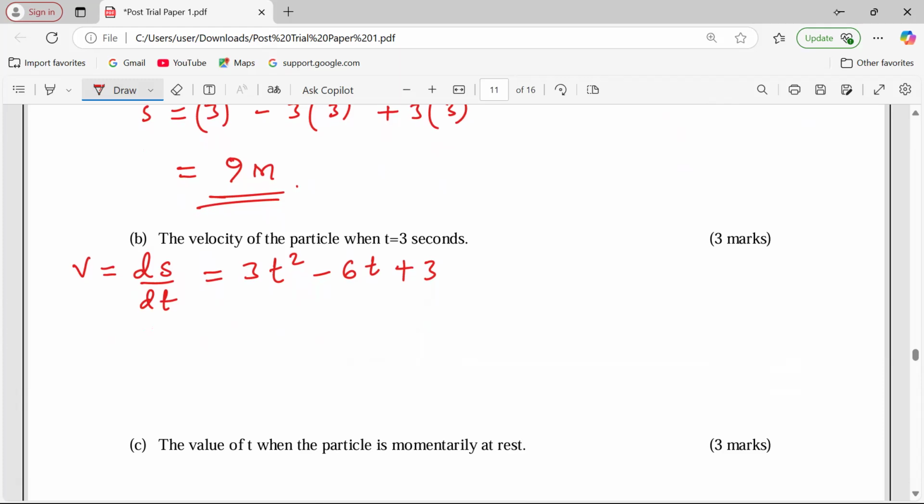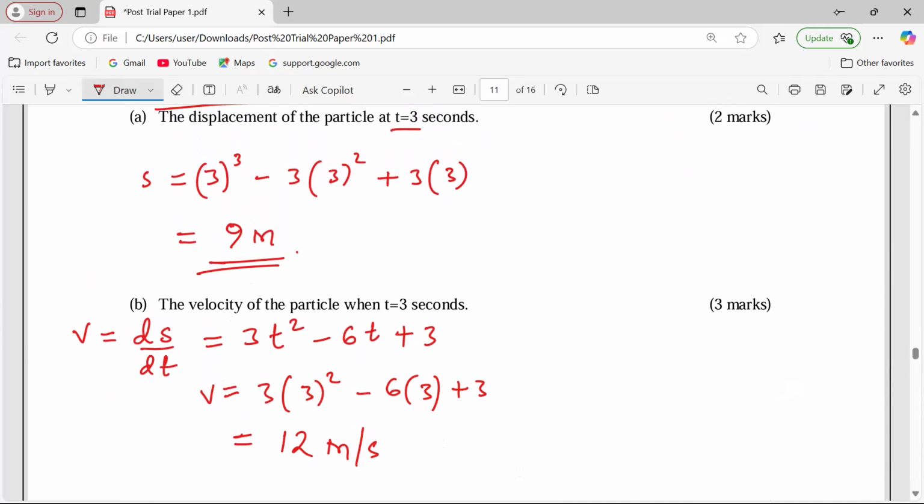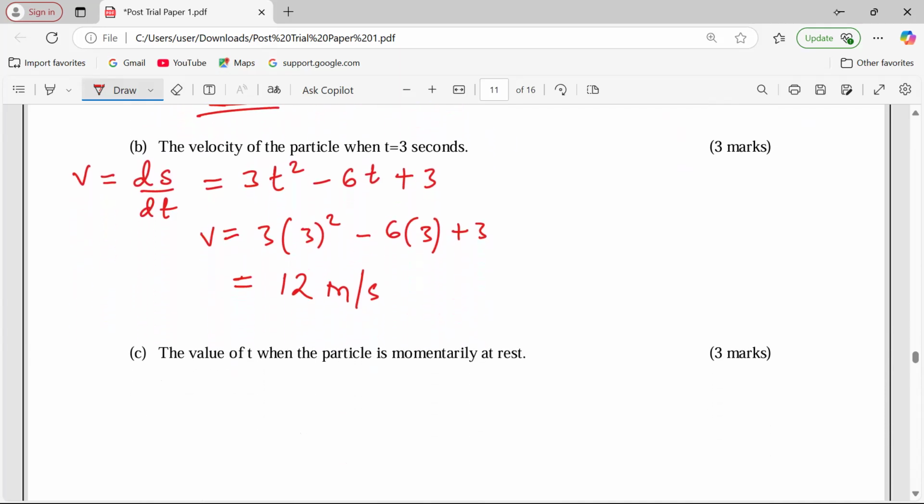So for us to get velocity at t equals 3, the velocity shall be 3 into 3 squared minus 6 into 3 plus 3. So this shall be 3 into 3 squared minus 6 into 3, then plus 3. So I'm getting exactly 12. Being velocity, I'll talk about meters per second, because velocity is just speed in a specified direction.